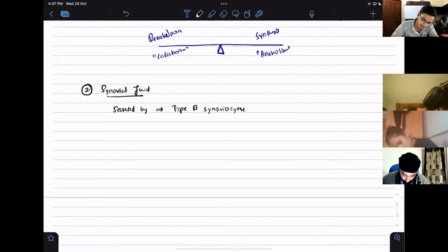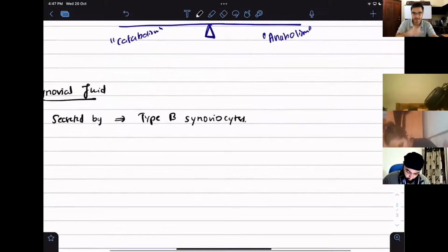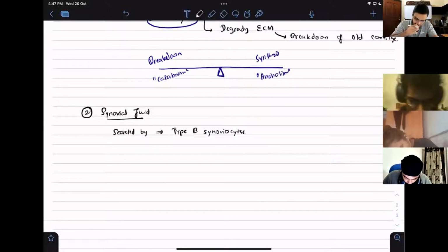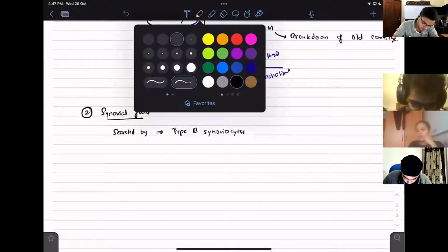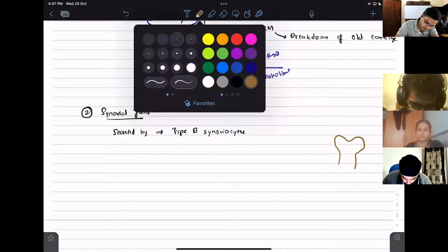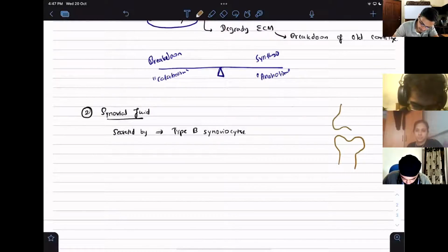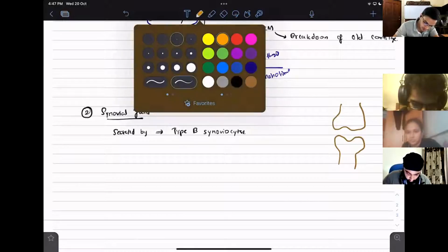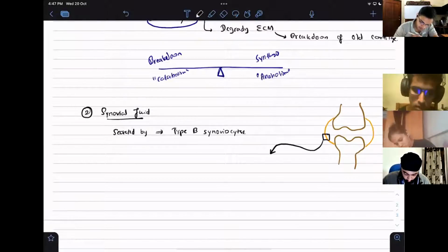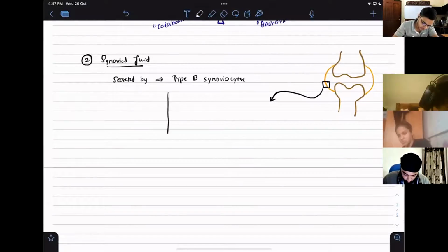Synoviocytes. Now, don't get scared of the name. Let's look at what we mean by this, right? Secreted by type B synoviocytes. Look at this, guys. Let's take a bone, and let's take an articular region of a bone, of a joint, and you all know the synovial membrane is something like this. Let's take a small piece out of here and look at this structure. You can draw it maybe in a box.